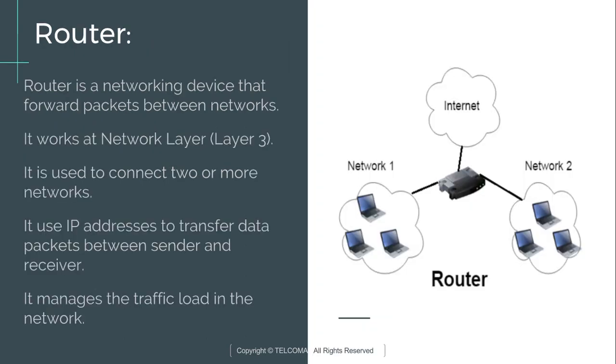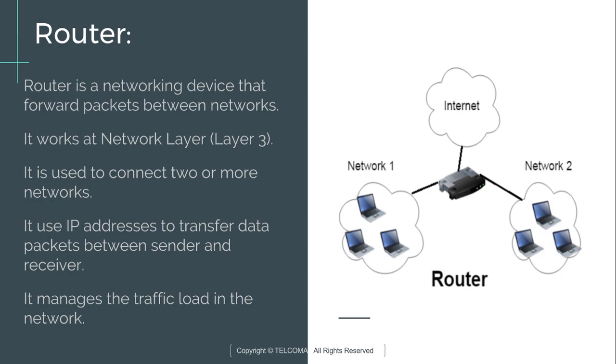The first network element is router. So what is a router? As its name suggests, it is used to route the packet in the network. A router is a networking device that forwards packets between networks. It works at the network layer, that is layer 3 of the OSI model. In the next class we will discuss the OSI model.